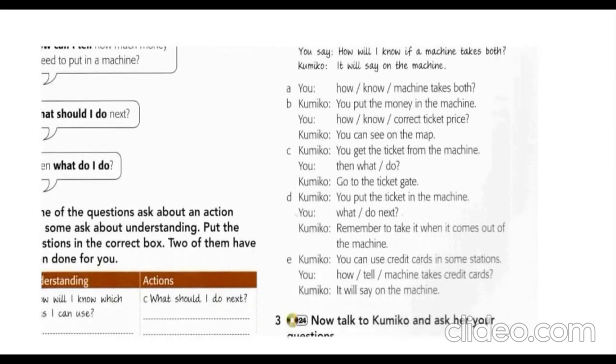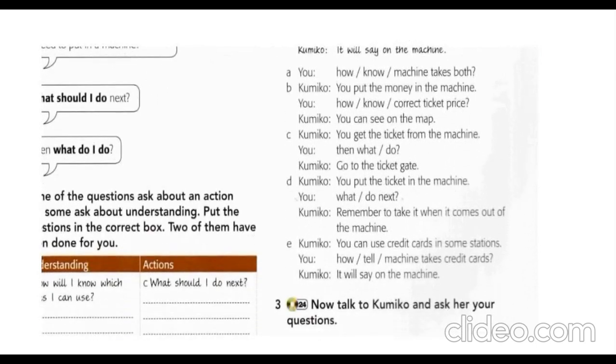You know the correct ticket price. You can see on the map. Of course, since we have can in the answer, the questions also contain can. Here: how can I know the correct ticket price? Yes, etc. Students, you can check your answers in the key answers.